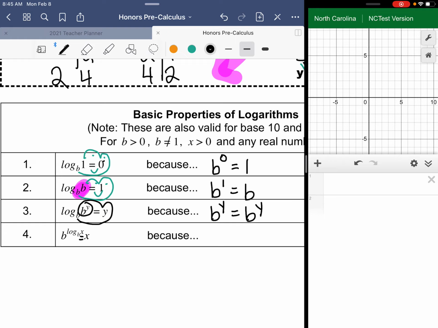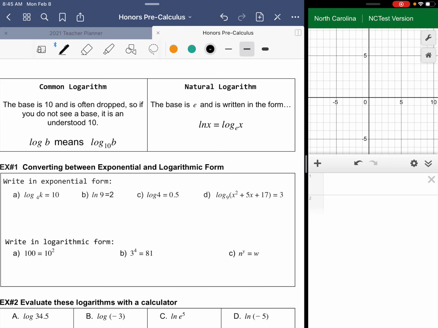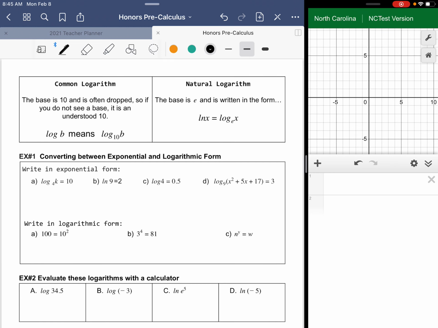If you know it's raised to 1, it's equal to 0. If it's got the same base and same exponent, it's equal to 1. If I have the same base and same exponent raised to a power, then it's equal to the power. And then, of course, if I have the same base and a logarithm raised to that, then it equals the exponent as well.